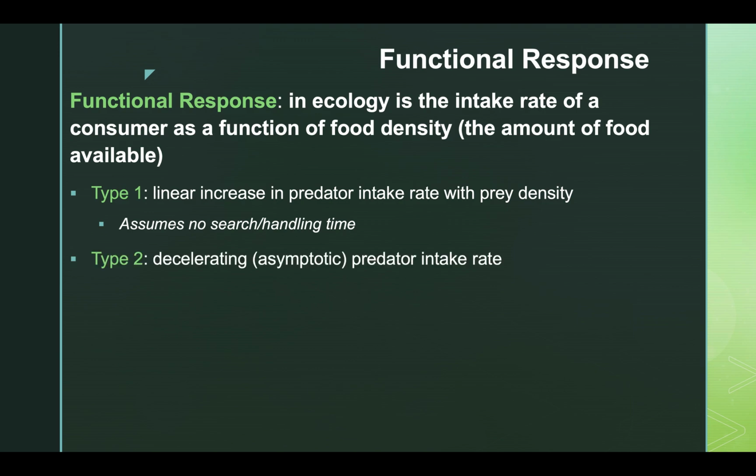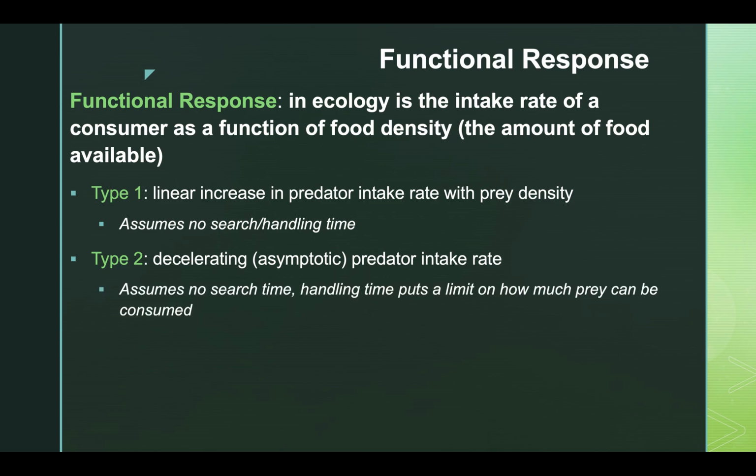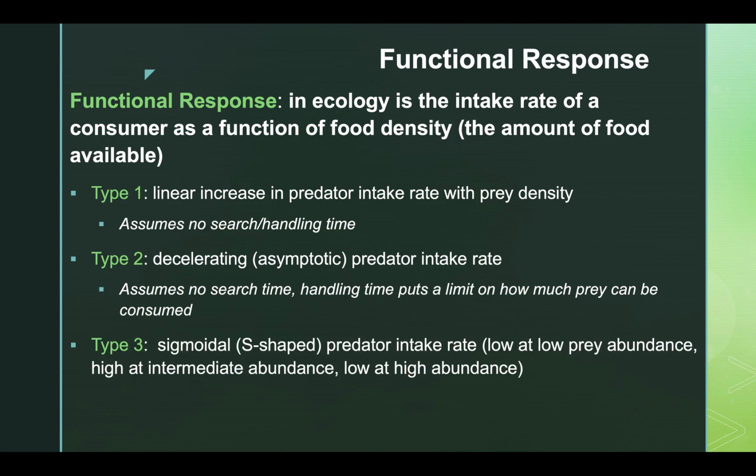So type 2 is a decelerating predator intake rate, which means that as the amount of prey increases, the amount of prey a predator can eat actually decreases. And that really assumes that they essentially just don't have enough time to process all the food, even though it's increasing. So handling time puts a limit on how much prey can be consumed. So as prey increases, it might actually take more time for them to be able to handle that prey to actually eat it. Type 3 would be a sigmoidal or S-shaped predator intake rate.